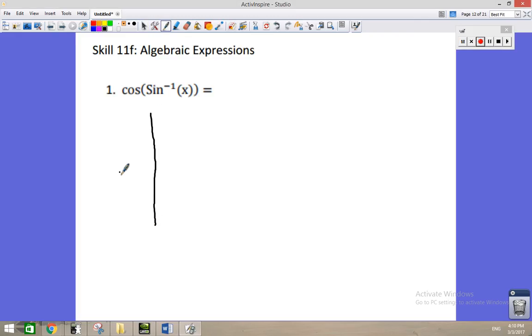Our inverse sine, we think quadrants 1 and 4. We're going to make x over 1. It doesn't matter whether I claim that theta is in quadrant 1 or quadrant 4, it would be the same answer. So I'm just going to pick quadrant 1. I've got x over 1 as the opposite leg over the hypotenuse. By the Pythagorean theorem, the square root of 1 squared minus x squared is the length of the adjacent side.